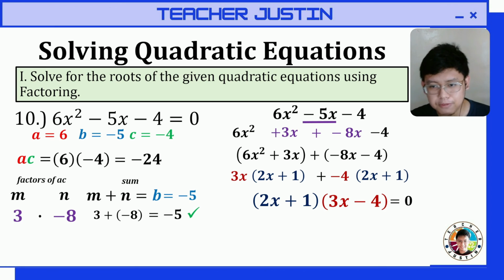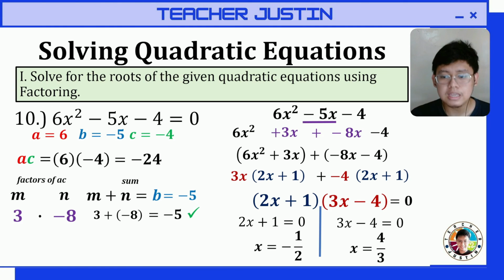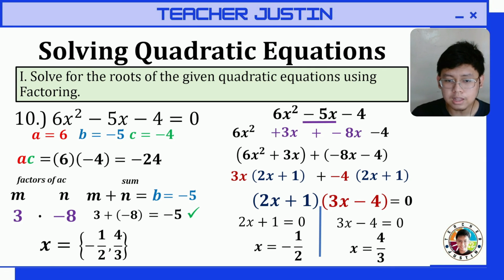Tapos, after natin ma-factor, ang susunod nating step is to equate each factor to 0. So, we have 2x plus 1 is equal to 0 and 3x minus 4 is equal to 0. Let's solve for the value of x of each equation. So, yung first equation natin, the value of x is equal to negative 1/2. So, sa second equation natin, the value of x will be equal to 4 over 3. Now, we have two values of x. We have x is equal to negative 1/2 and 4 over 3. And that's it. Ta-da!